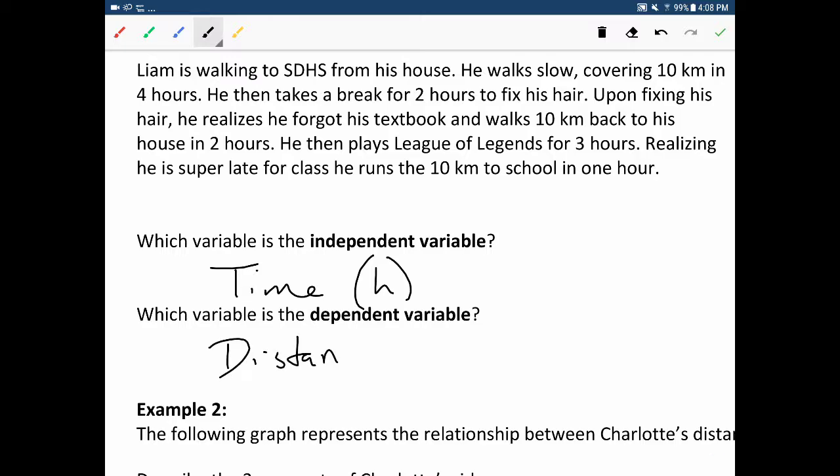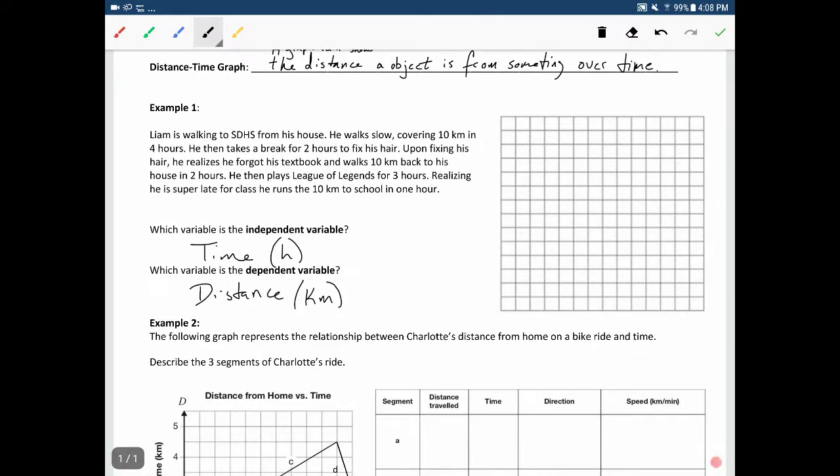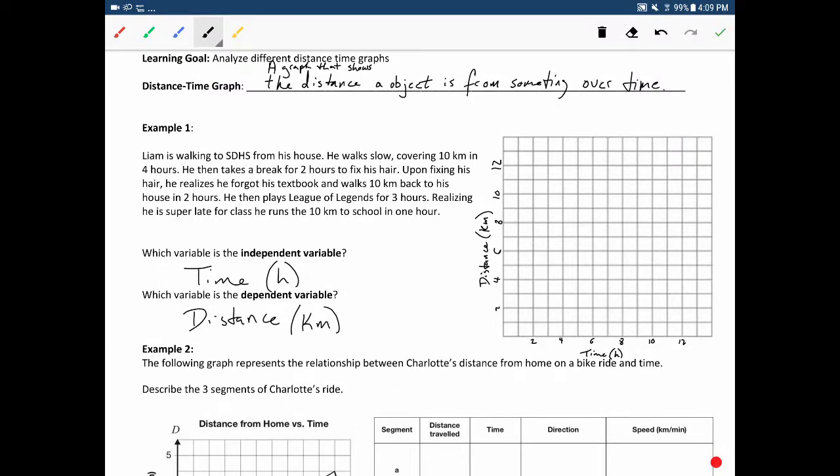And like I said, this is always going to be the case for distance versus time. The units may change, but time will always be independent. Distance will always be dependent. So I'm going to label my axes here, just so that we can walk through this step by step. And there we go.